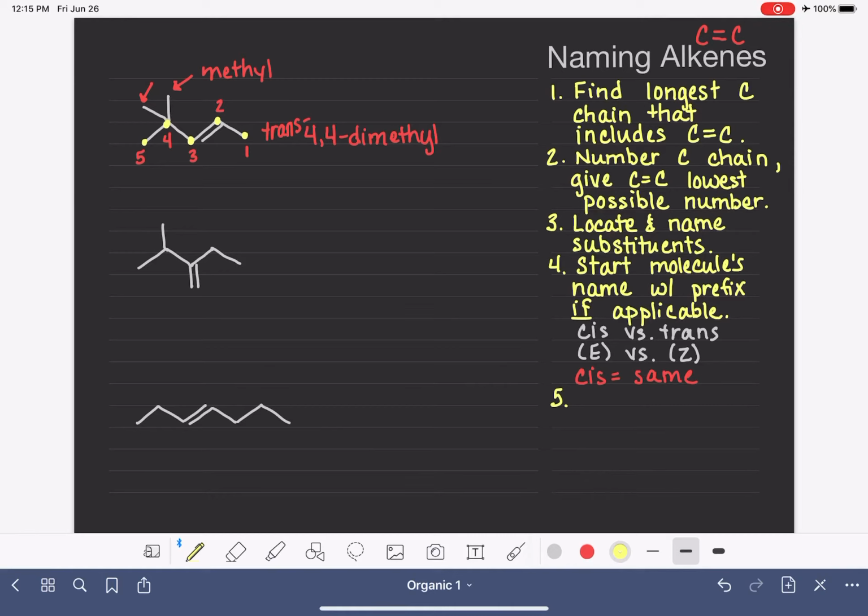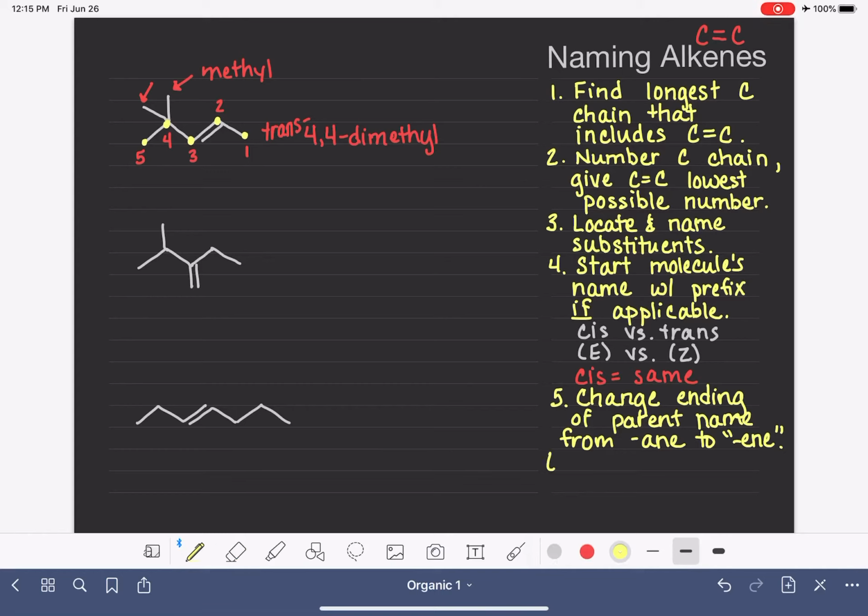So the parent name is going to be based on the number of carbon atoms in the chain. This particular one is 5 carbon atoms, so its parent name is pentane. We are not going to call it pentane though, because pentane is the name of the 5 carbon alkane. To indicate that it's an alkene, we have to change the ending of the parent name from ane to ene, which makes sense because it's an alkene. So instead of calling this pentane, we will call it pentene.